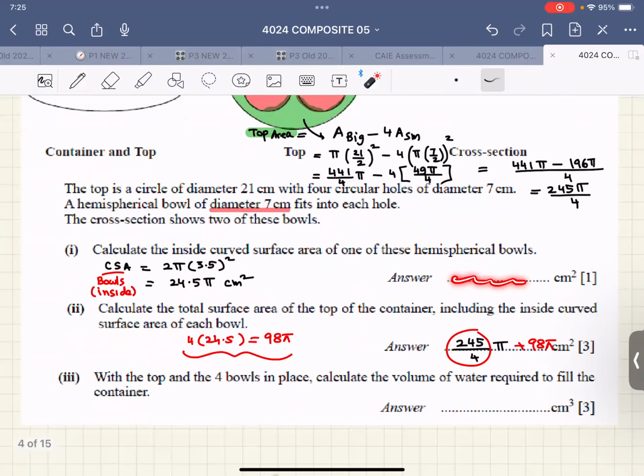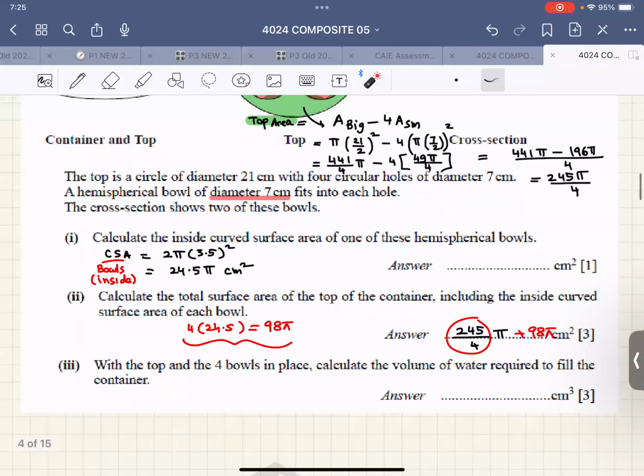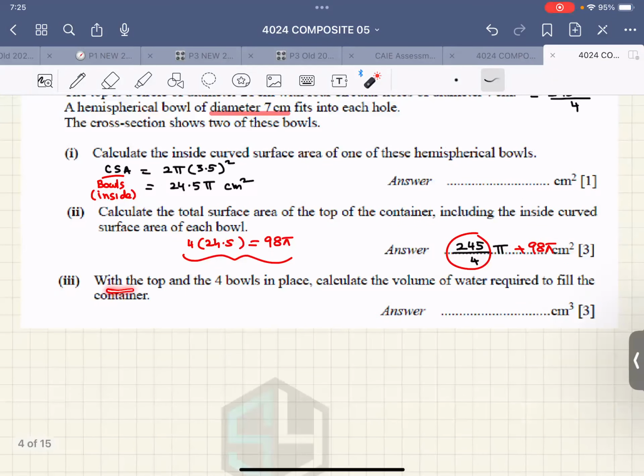Yes, definitely you have to give the answer in a rounded off form. I am writing it in terms of pi. Now it says with the top and the 4 bowls in place, calculate the volume of water required to fill the container.